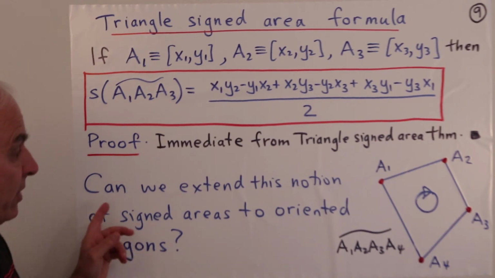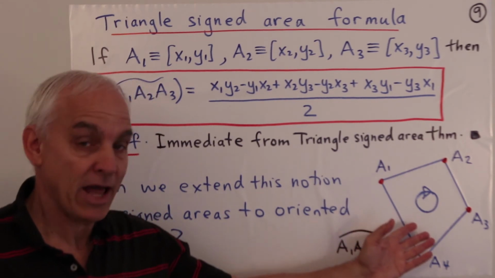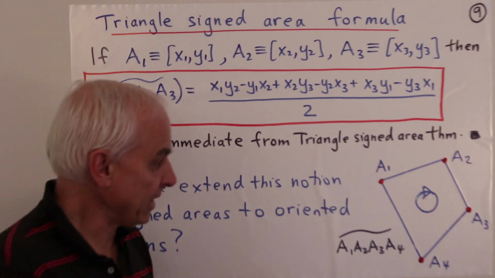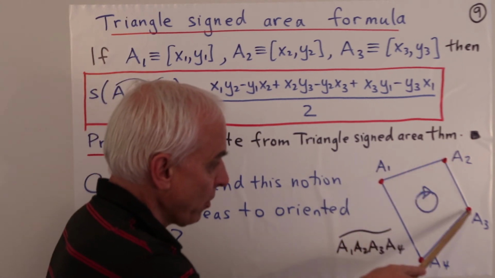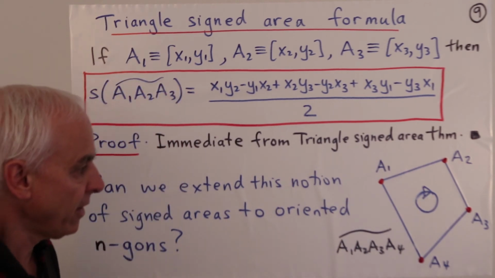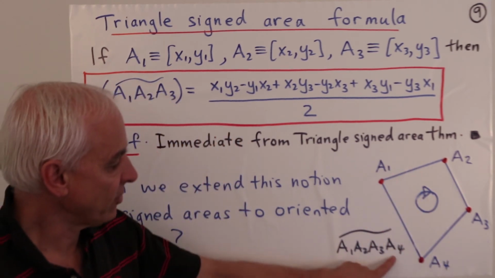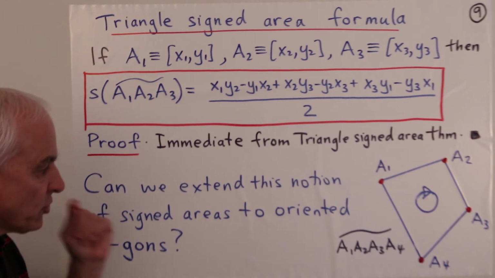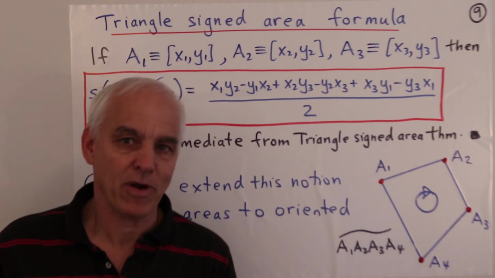So a natural question is, can we now extend this notion of signed areas to more general figures? For example, to quadrilaterals, or maybe to more general oriented n-gons. Here is a quadrilateral, 4 points, A1, A2, A3, A4, and there's a specific order that we're going in, going around this direction here, so it becomes oriented in the same way that an oriented triangle is oriented. And it's represented by this little circle here that sort of represents the orientation, and that's obvious terminology that we could use to represent such an oriented quadrilateral. And the natural question is, can we have a theory of signed areas for these things? Can we get corresponding formulas?